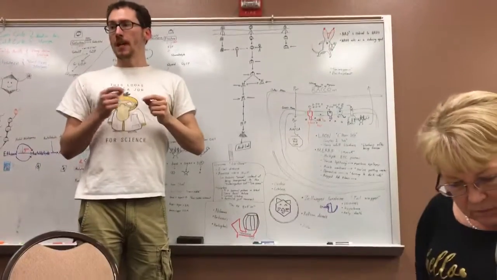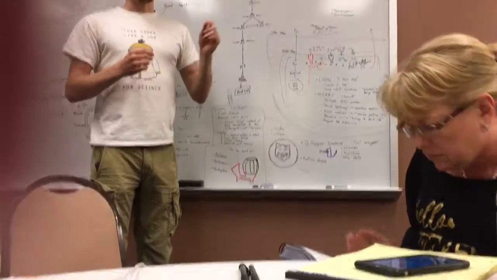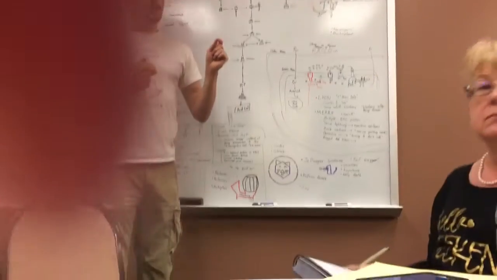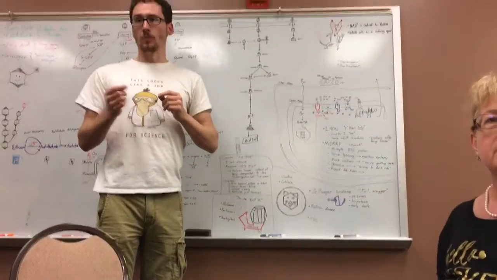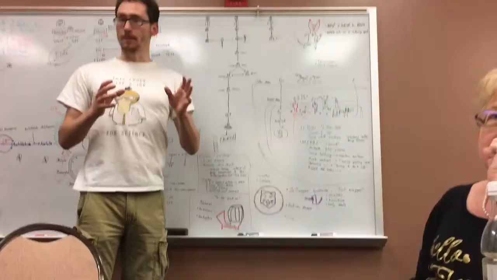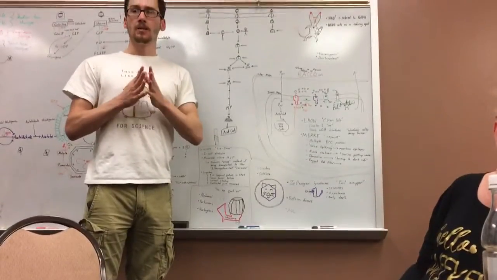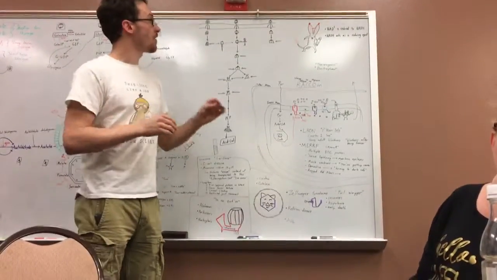There's a reduced form and there's an oxidized form. The form that has an electron can donate that electron, and the one that is lacking an electron can accept an electron. And it's really easy to mix up which is which. So this is how I remember it.